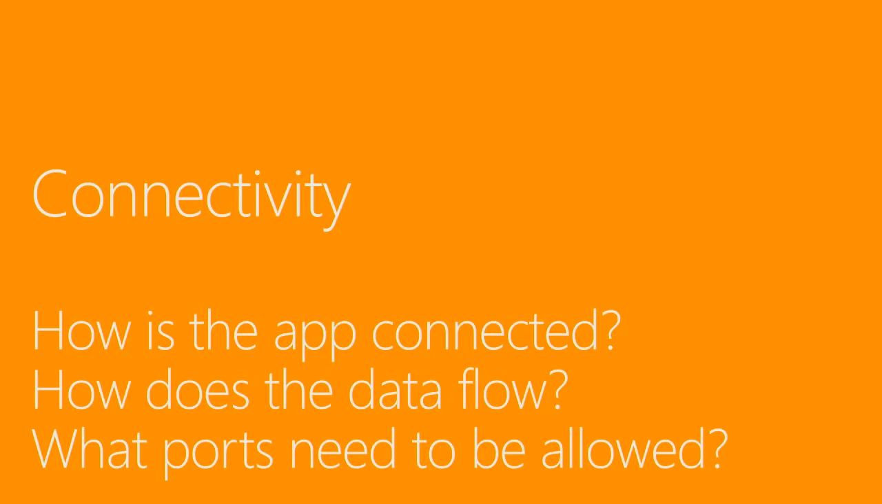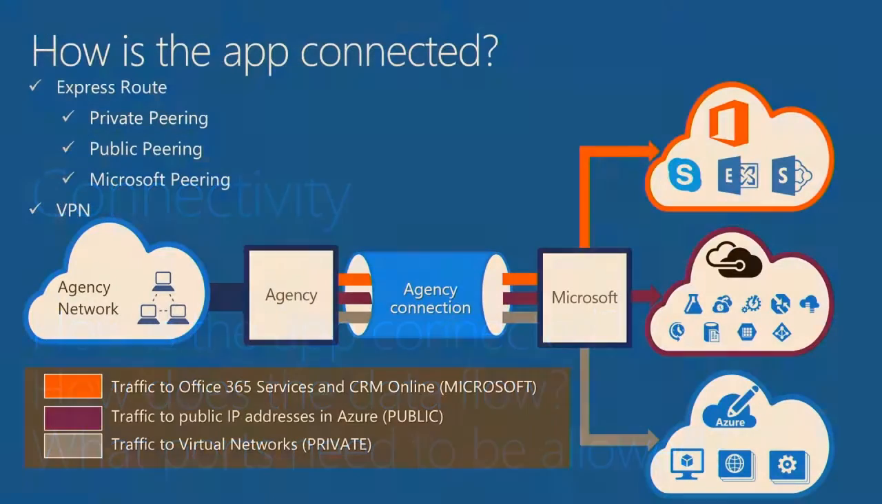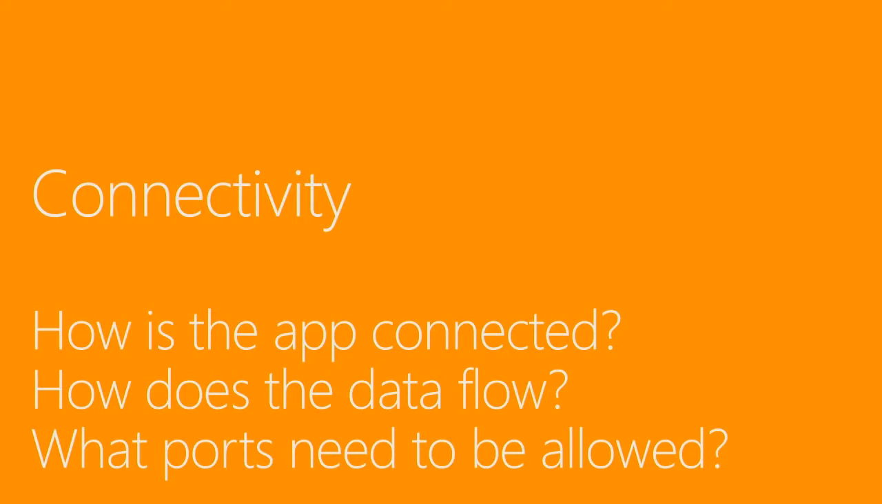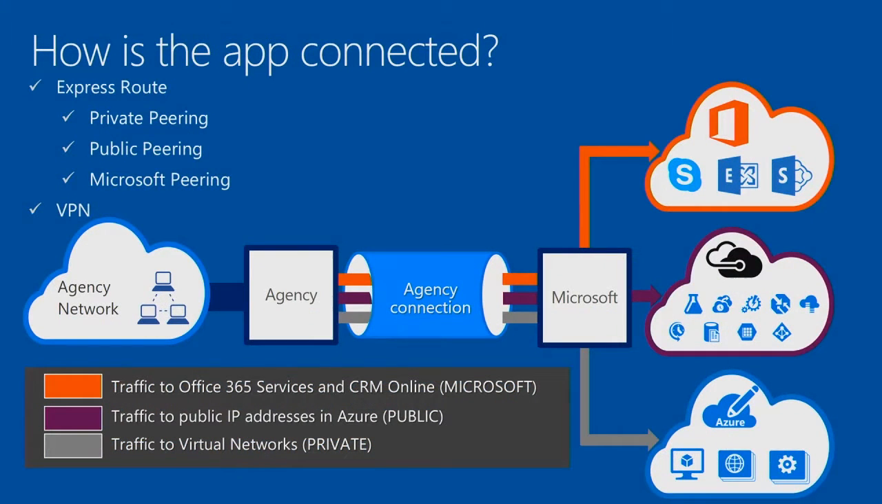And then finally, oops, sorry, let me step back a second. Connectivity: how is the app connected? How does the data flow from the application? And ultimately, how can I actually access the application itself? What ports need to be allowed in order to do what type of communication? This is where your networking hat gets put on. I'm an app dev guy, so being in this space is a little foreign to me, but I had to get ramped up pretty quick on it.